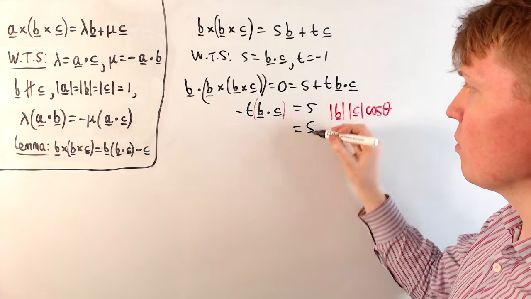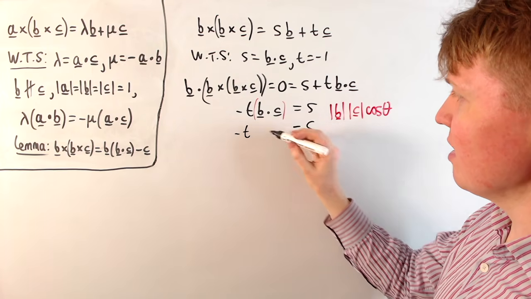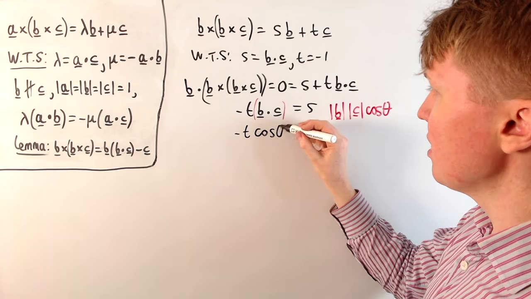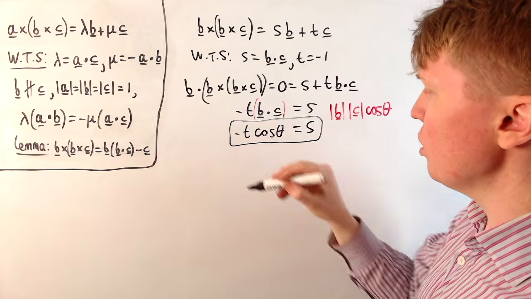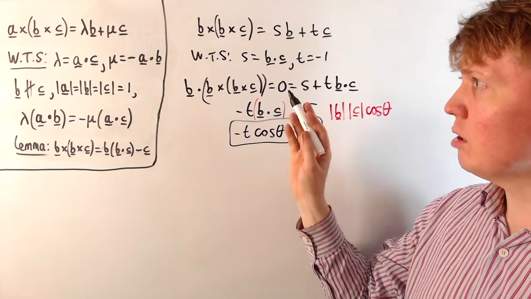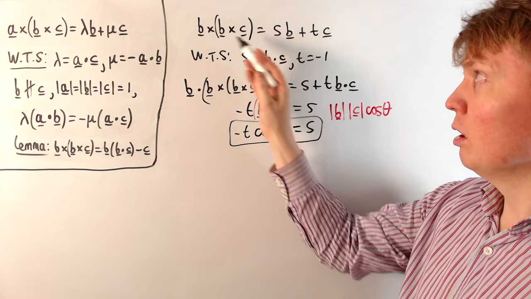So this will turn out to be useful in a moment. We've got s is equal to negative t times cos theta. So this is our first equation linking s and t. And now to get our second one, we're going to do c dot both sides of this.